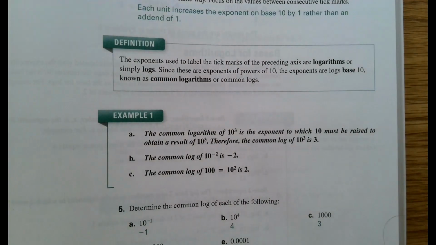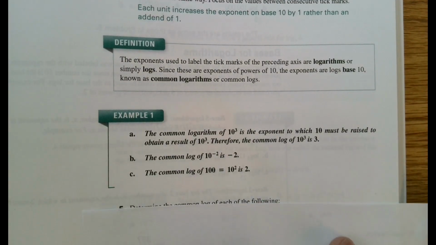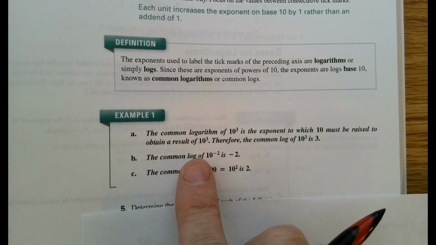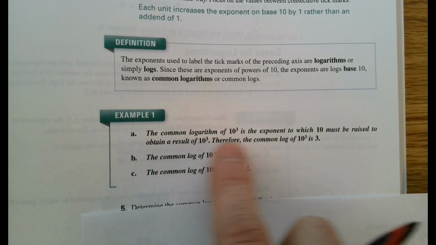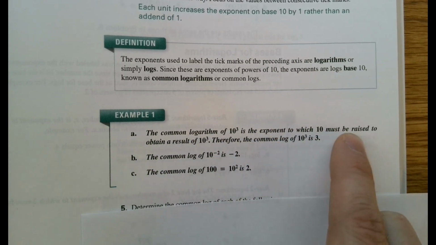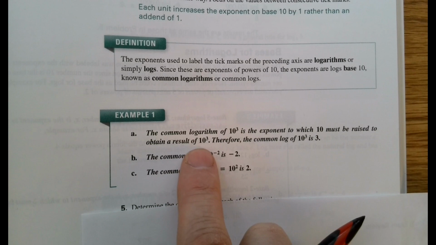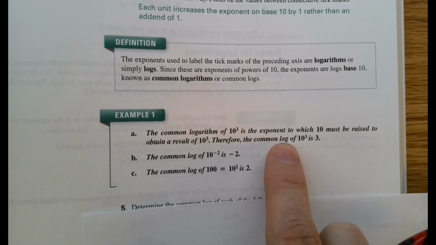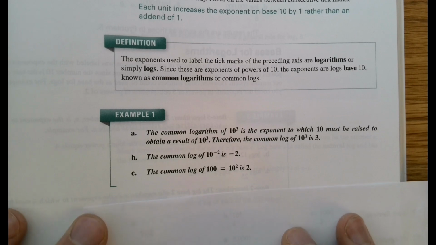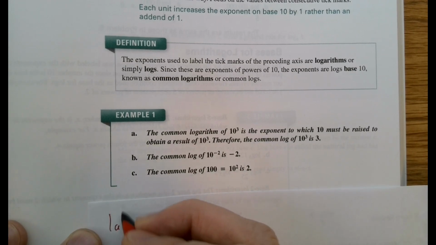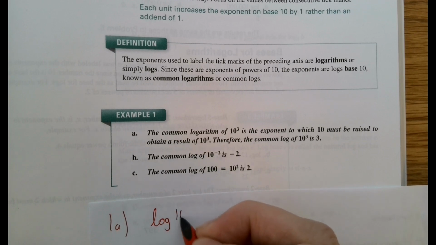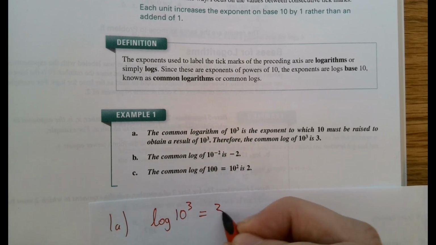One of the things we need to be careful with, and this first example is a nice measurement of this, is understanding that when we're talking about common logs, 10 to the 3 is the exponent to which 10 must be raised to obtain a result of 10 to the 3. So the common log of 10^3 is 3. How do we write that? For 1a, it looks like this: log 10^3 equals 3.